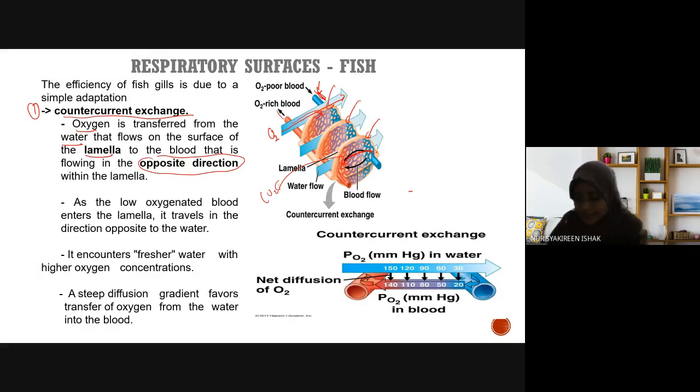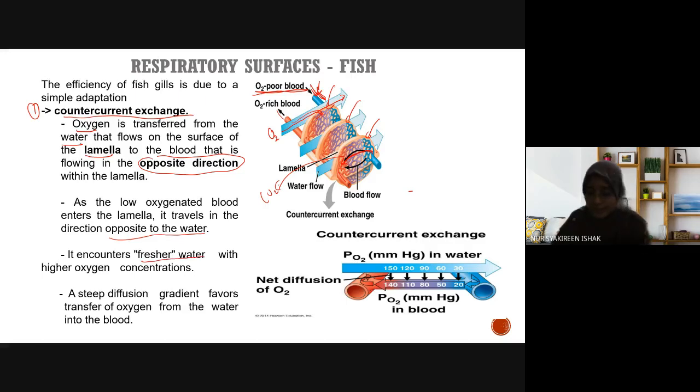So it says here for the second point, as the low oxygenated blood enters the lamella, the oxygen-poor blood enters the lamella through the blood vessels here. So it travels in the direction opposite to the water. Fish swim forward, water goes backward. Understand? So they are opposite to the water flow. So this encounters fresher water.